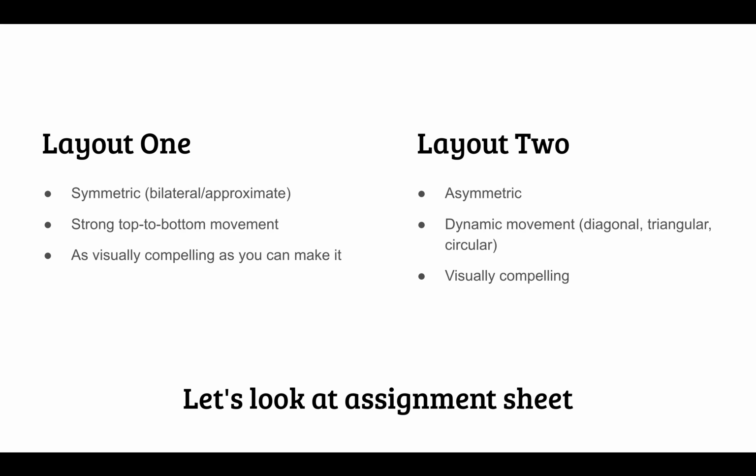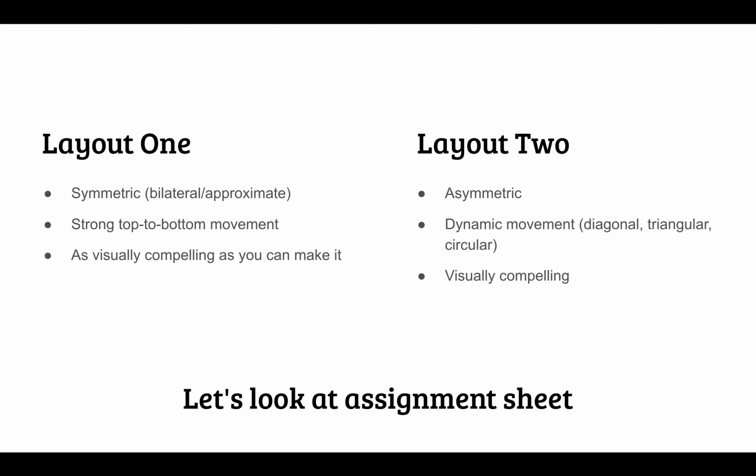But you're going to make two different layouts to explore the two basic types of composition, right? One that is symmetrical, either bilaterally or approximately. It's going to have a strong top to bottom movement, right? So it'll have a central axis to your composition, and it will be as visually compelling as you can make it. Layout number 2 is going to be an asymmetric, right?